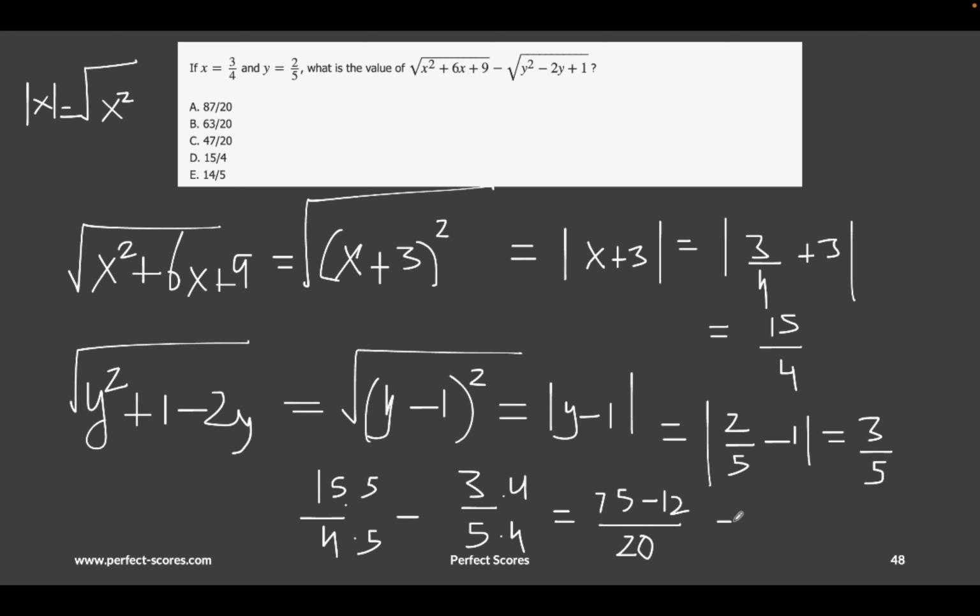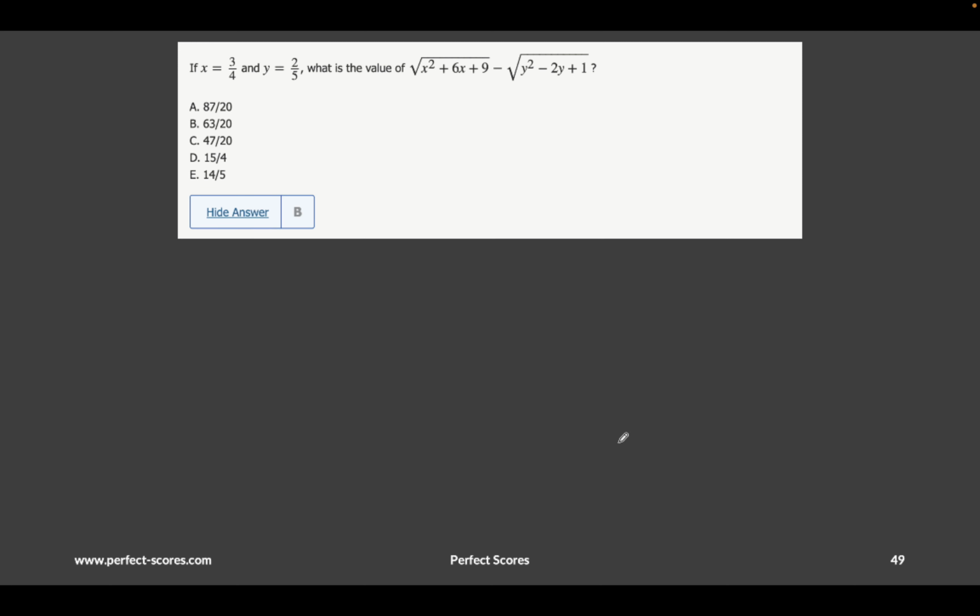So 75 minus 12 is going to be 63 by 20. So that gives me the answer. So the trick to the question was figuring this out, right? And then just canceling this and getting an absolute value actually, right? It's the absolute value. It is not the number itself, right? If you square a number and unsquare root it, you actually get the absolute value. So the answer is option B.